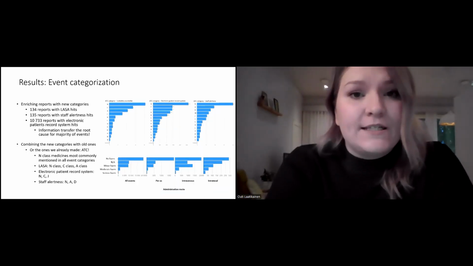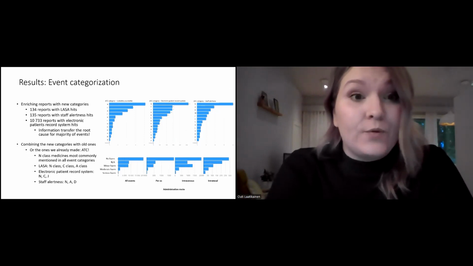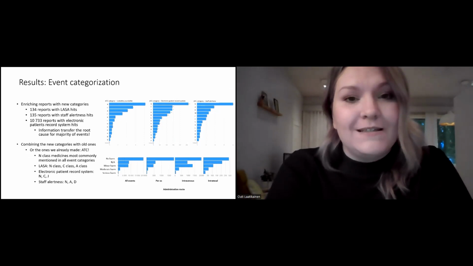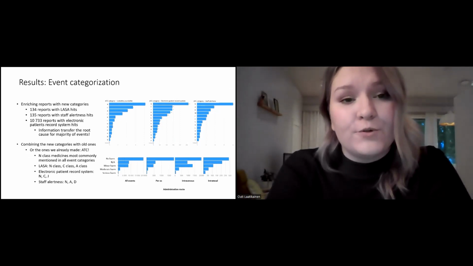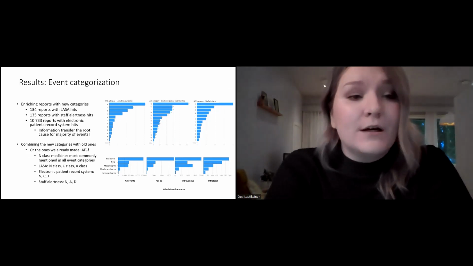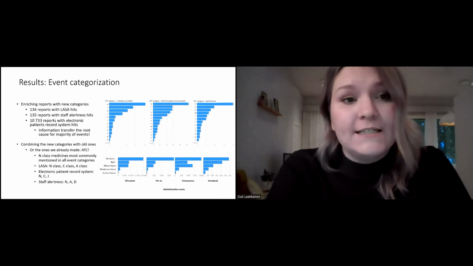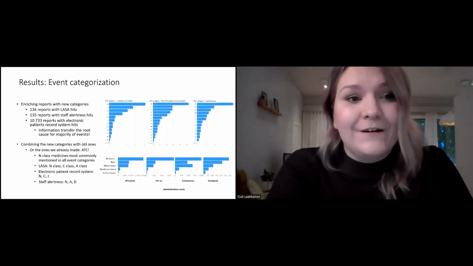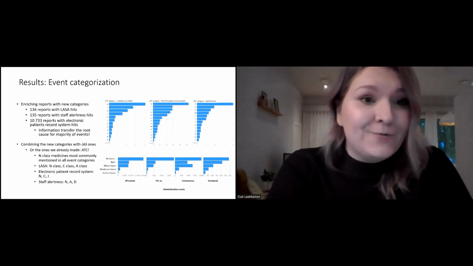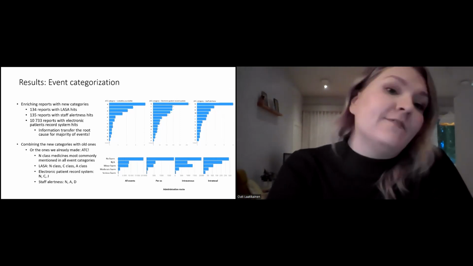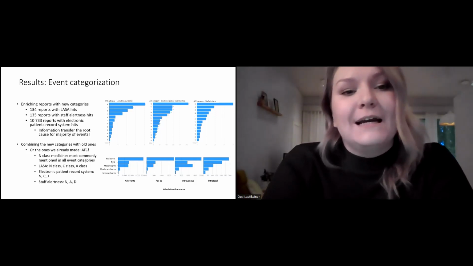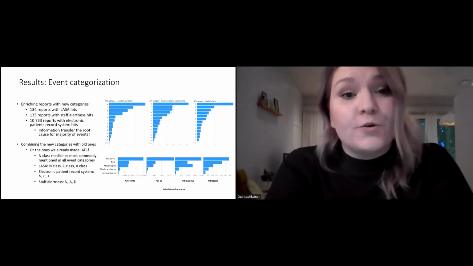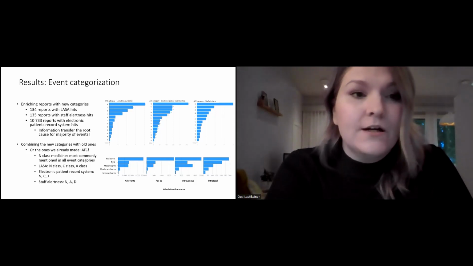So the results from the event categorization were pretty much similar to those with the ATC categories. We were really happy with the results, and we were enriching the existing data with knowledge of these phenomena. We found 134 reports with look-alike sound-alike medicine hits and 135 reports that mentioned staff alertness. And the part that we were happy to see was that over 2/3 of the reports mentioned the electronic patient record system, which gave us the idea, or we already knew, that information transfer is the root cause for the majority of events everywhere in the world. So this just emphasized this idea.